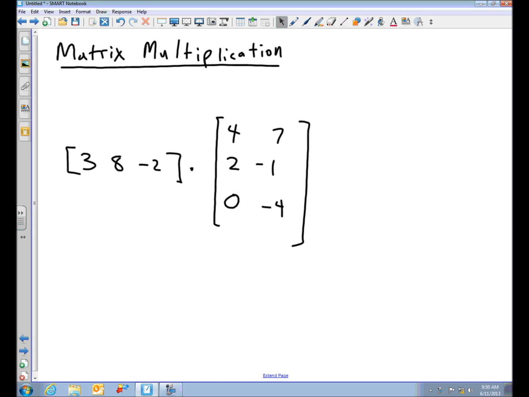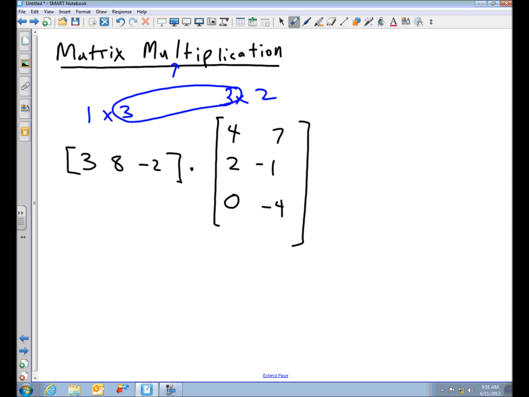Alright, we're going to talk about multiplying matrices. And the first thing we have to check to multiply them is what the dimensions of each matrix is. We can see here the first matrix is 1 by 3, and the second matrix we have here is a 3 by 2 matrix.